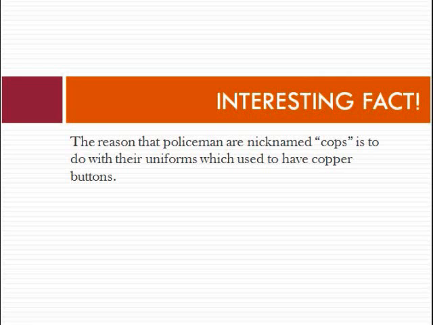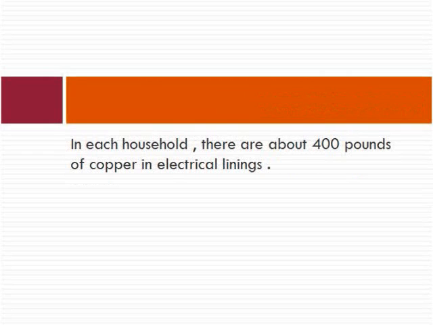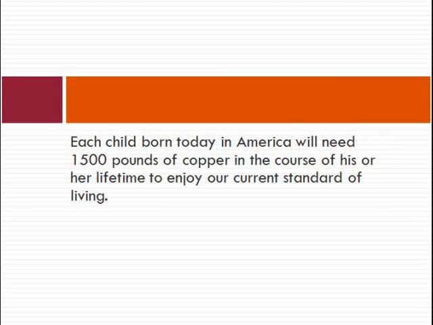Chapter 11 is going to be about interesting facts. The reason that policemen are nicknamed cops has to do with their uniforms, which used to have copper buttons. In each household, there are about 400 pounds of copper in electrical linings. Each child born today in America will need 1,500 pounds of copper in the course of his or her lifetime to enjoy our current standard of living.